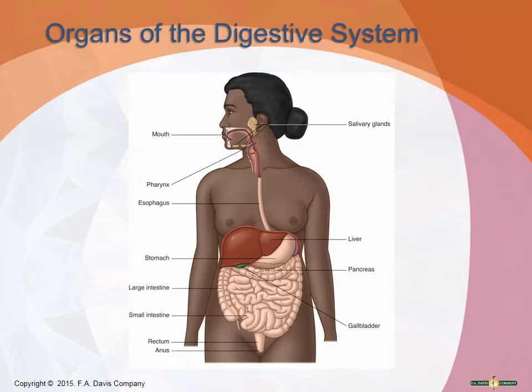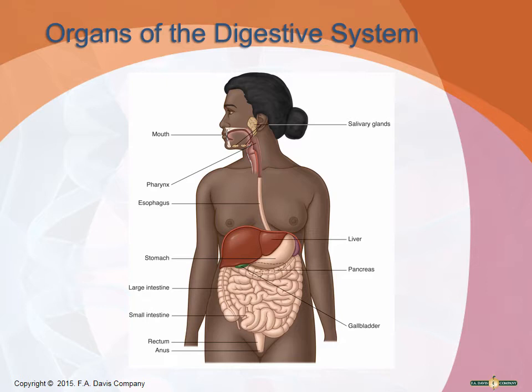The organs of the digestive system on this slide, starting at the very top, we have the salivary glands, which are considered part of accessory organs. The GI organs generally is talking about mouth and all the way down to the anus. So salivary glands are part of accessory organs to kind of assist the GI system in working.